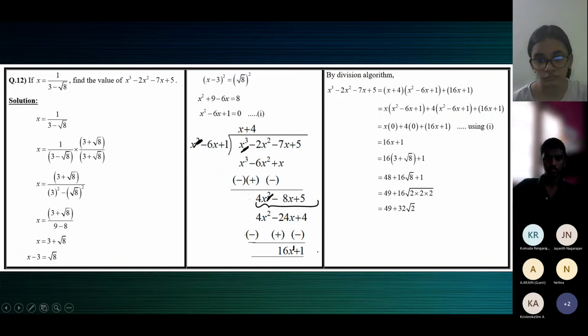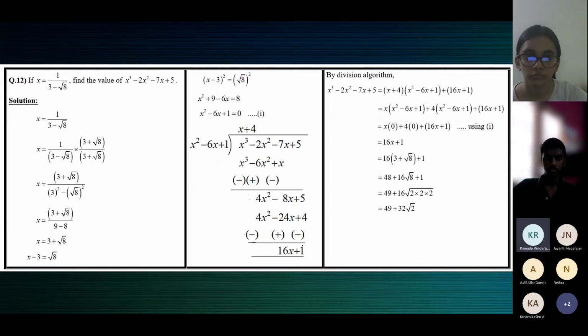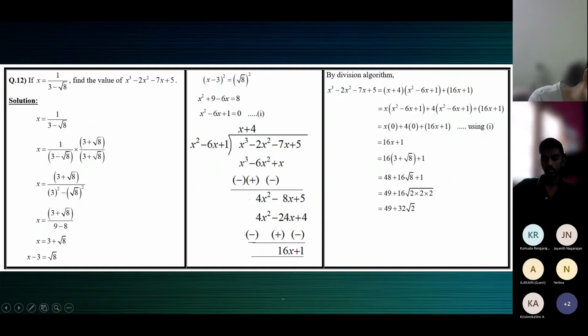You stop there. So 16x plus 1 is the remainder, because we say the degree of x. The highest power is called the degree. The highest power is called the degree. Why do we stop the division process? Because the degree of x in the remainder is less than the degree of x in the divisor.